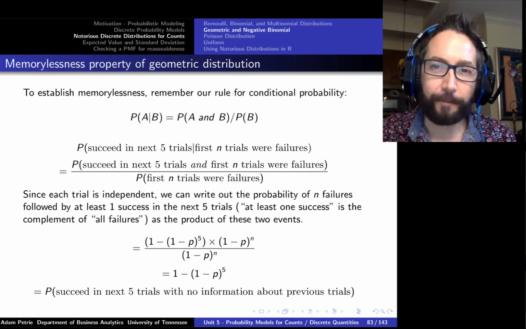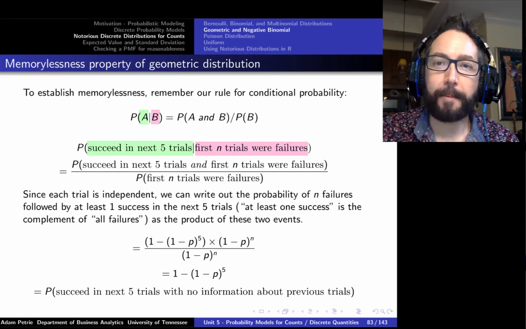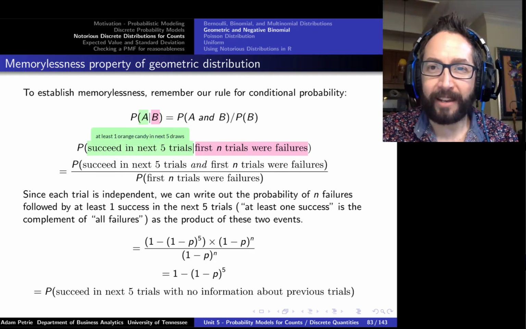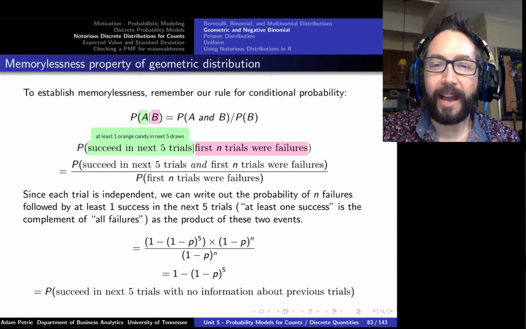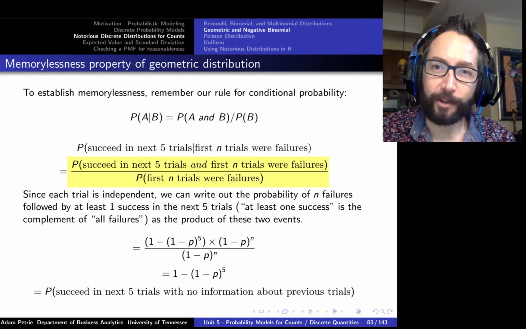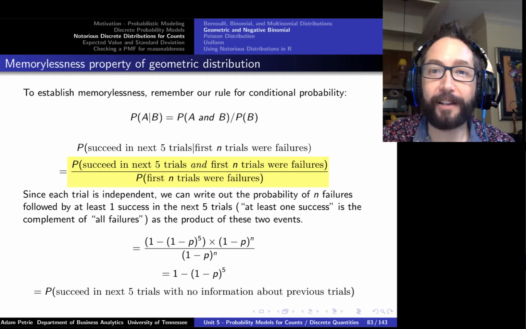So let's review our formula for calculating conditional probabilities. The probability of A given B is the probability that both occur, divided by the probability of the event on which we're conditioning. So in this case, event A is the event that we get at least one orange candy out of the next 5 we draw out of the bag, and event B is the event that the first n candies that we've drawn out of the bag are not orange. So using our formula for conditional probability, that works out to be the probability of succeeding in the next 5 trials, and the first n trials were failures, divided by the probability the first n trials were failures.